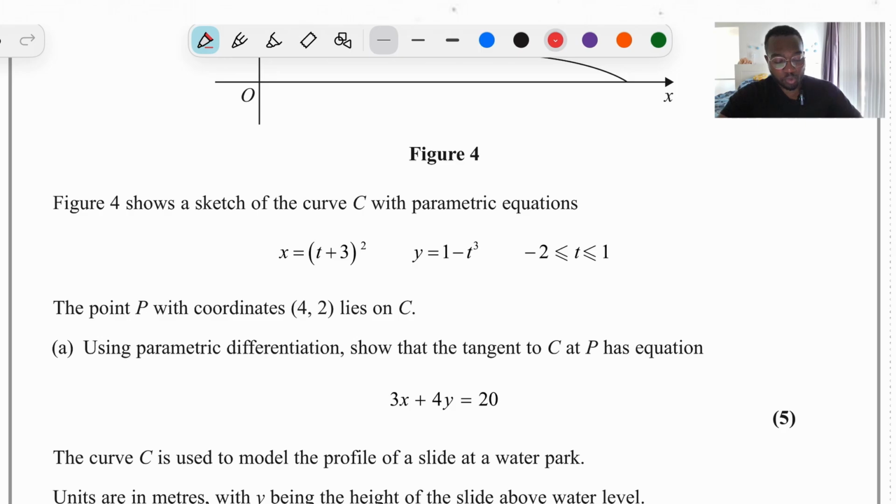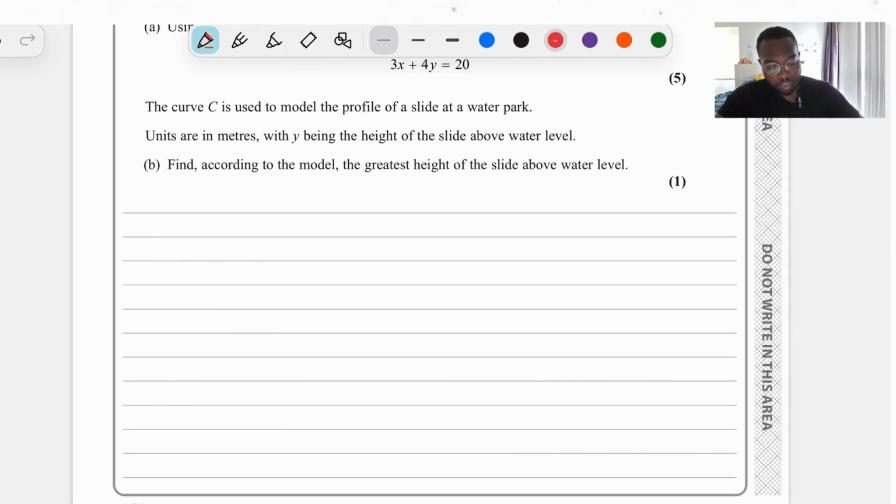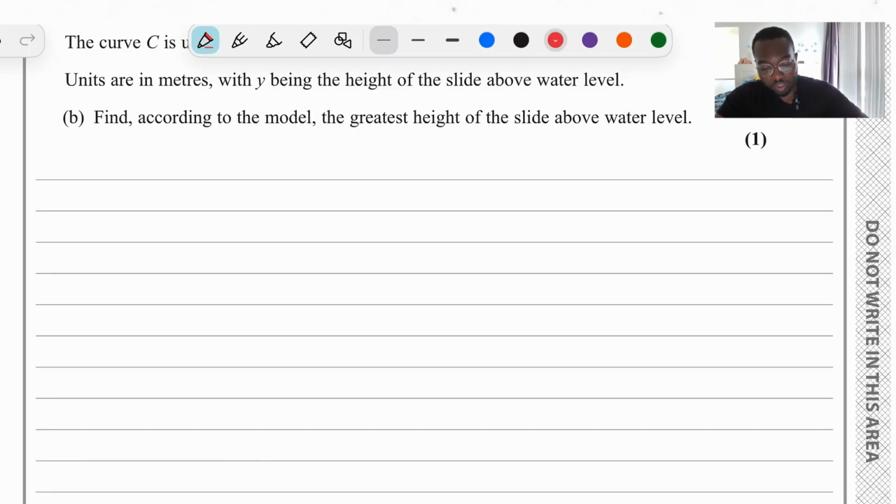We've got the point P with coordinates (4, 2), which lies on C. Using parametric differentiation, we show that the tangent to C at P has equation 3x + 4y = 20. Okay, so let's start that over here. So what do we know?